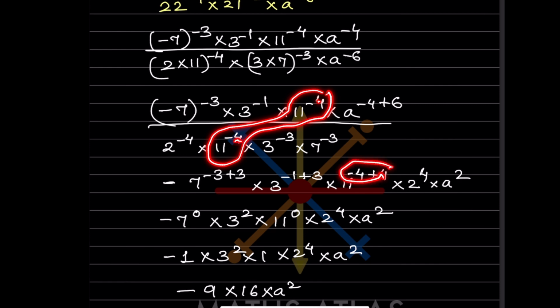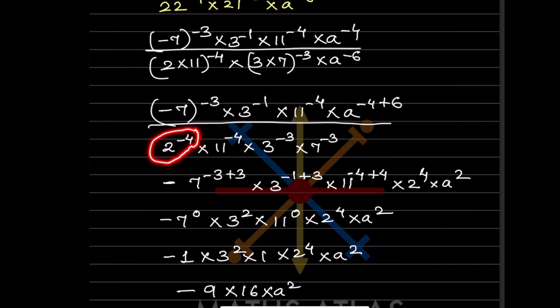So here, now what we can see, this 2 is alone. So now this is raised to minus 4. So this will go in the numerator, that is going to be plus 4. And here we have taken a raised to minus 4 plus 6, that will be plus 6 minus 4, that is going to be plus 2. So now nothing is in the denominator.